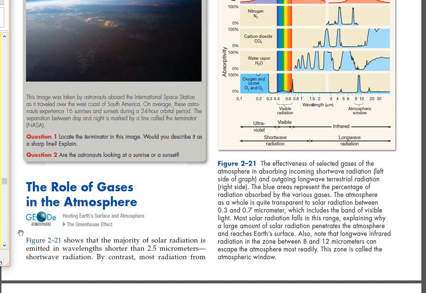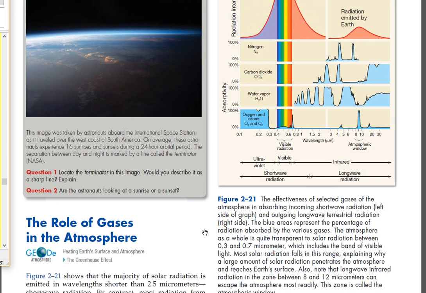Figure 221 shows that the majority of solar radiation is emitted in wavelengths shorter than 2.5 micrometers, shortwave radiation. By contrast, most radiation from Earth's surface is emitted at wavelengths between 2.5 and 30 micrometers, placing it in the long end of the infrared band of the electromagnetic spectrum.